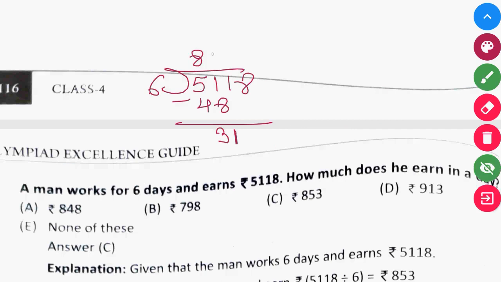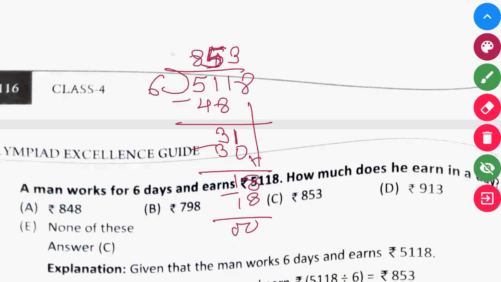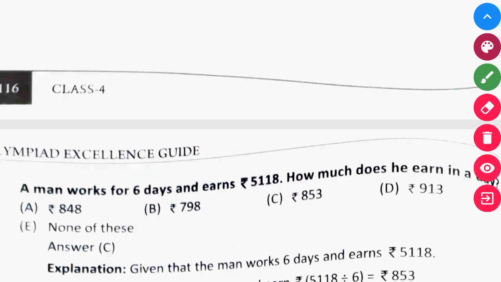Then 6 4s are 24, 6 5s are 30. So 6 5s are 30, we will take, 1 will remain and 8 will come down, 6 3s are 18. So the answer is 853 rupees. So the man earns 853 rupees in one single day, and in 6 days he earned a total of 5118 rupees.